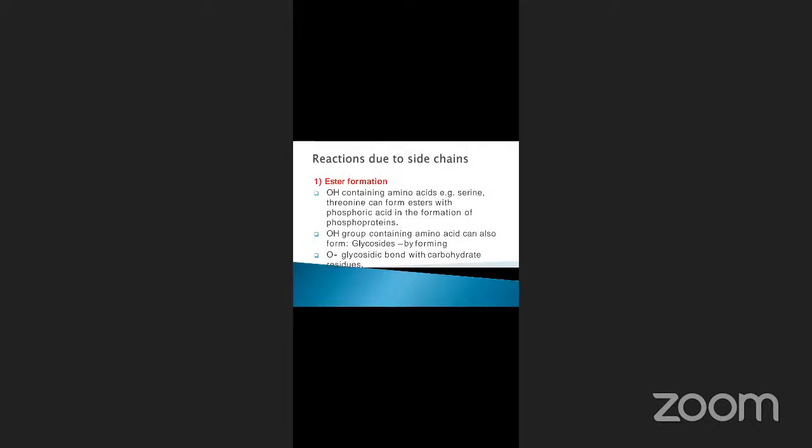The next, side chains are involved in ester bond formation. And also the SH groups, that is sulfur groups, as I told you, cysteine. So cysteine contains a sulfur group. If two cysteine molecules form a disulfide bond, they will form cystine. Then transmethylation. In methionine, the methyl group is transferred from one compound to another. So that is called transmethylation.